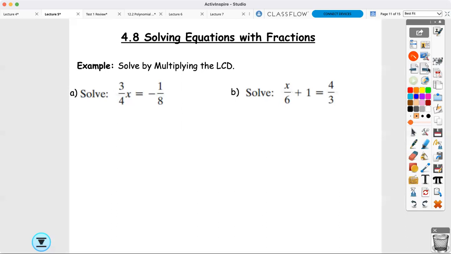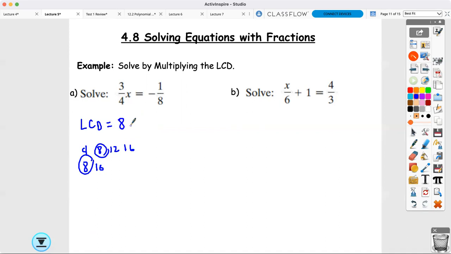So how does that work? Well, first for A, we have to find the LCD. So we have 4 and 8. We want to find the LCD first, right? To find the LCD, we're going to list multiples of 4 and 8. So 8, 16, and 4, 8, 12, 16. Notice that 8 is the lowest from the two. So my LCD for A is 8.